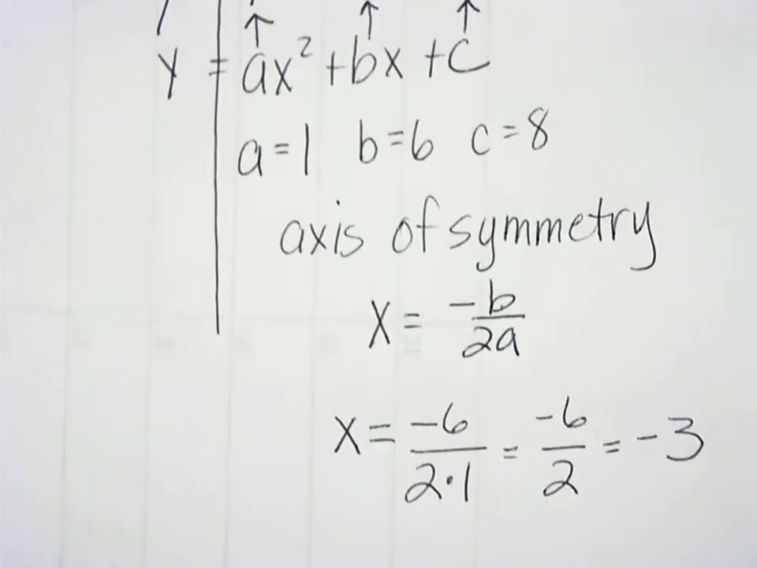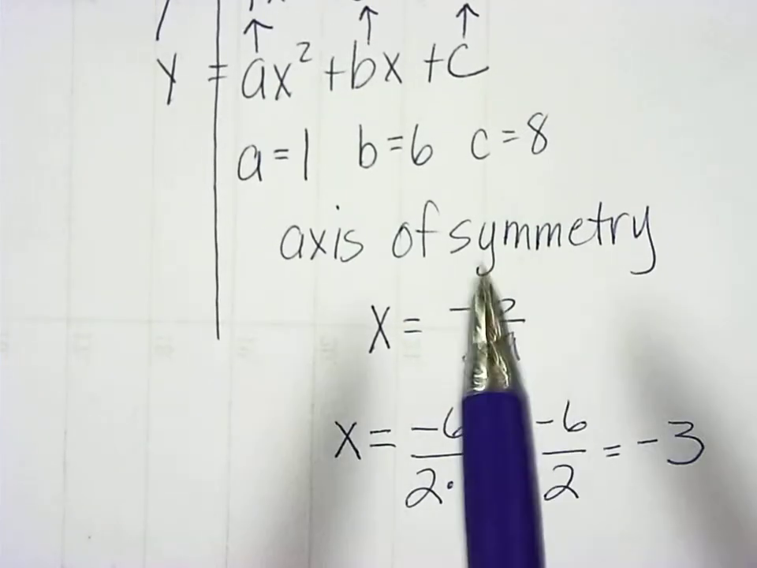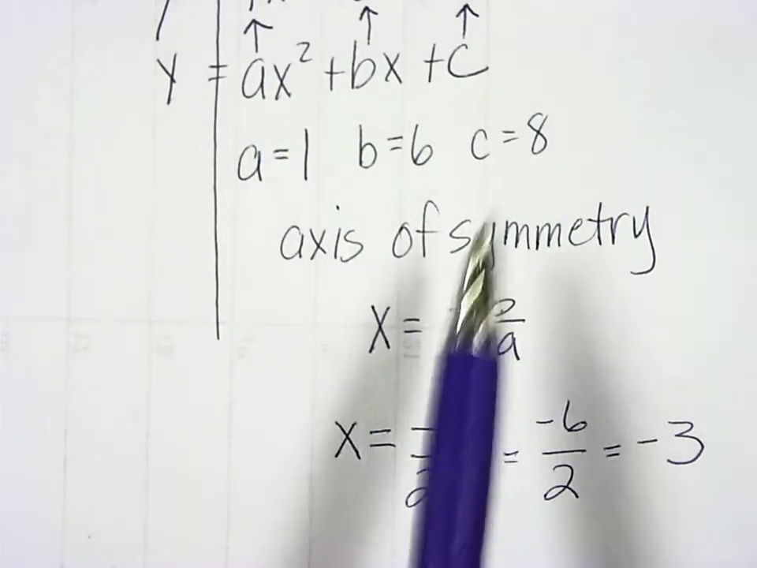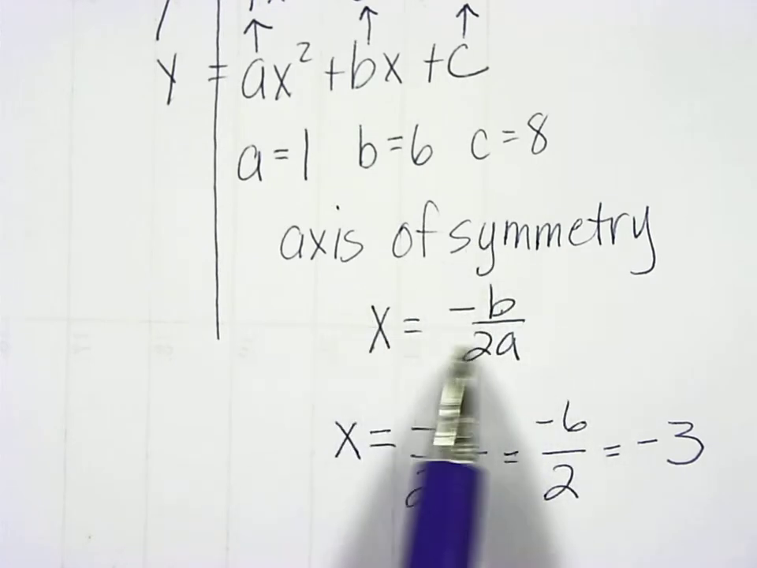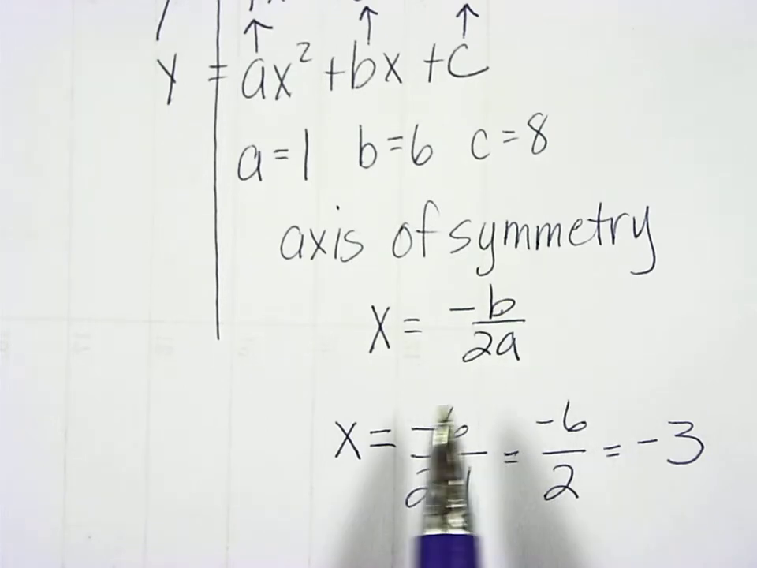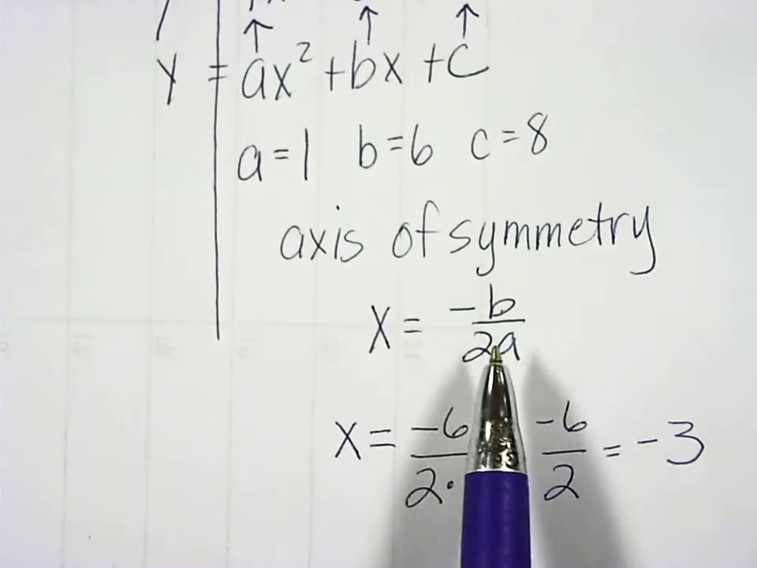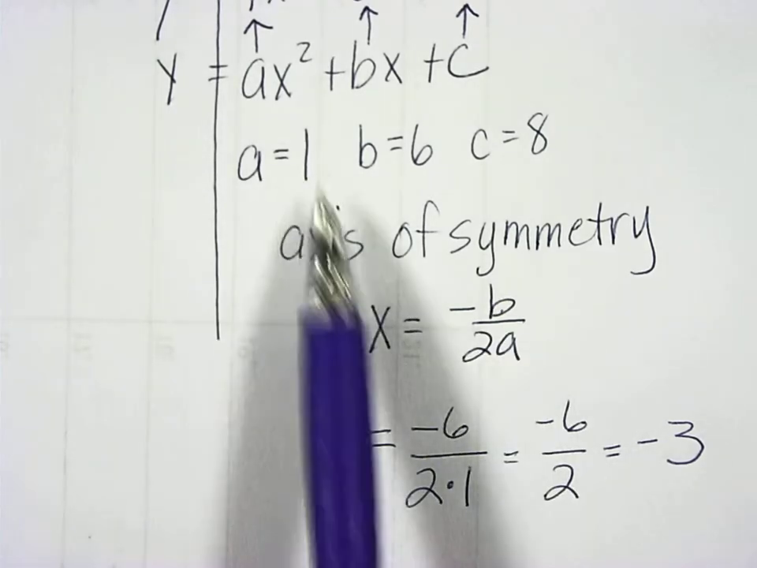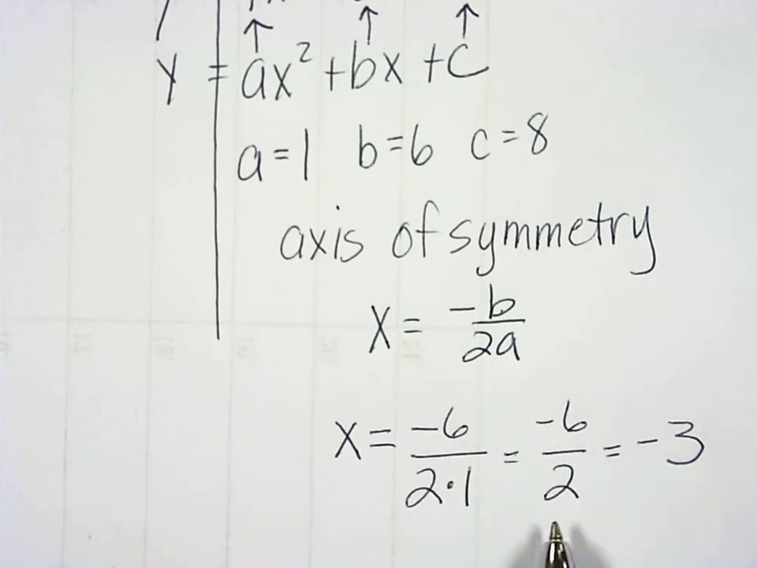I'll give you a chance to look at that because I think part of it was hidden. We found a, b, and c. We used this formula for the axis of symmetry. B is 6. I need to make b negative, so I put negative 6 in the numerator. 2 times a is 1, 2 times 1 is 2. When you simplify this, you get negative 3.